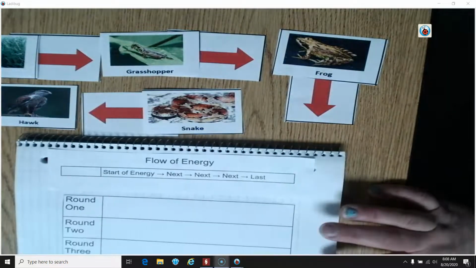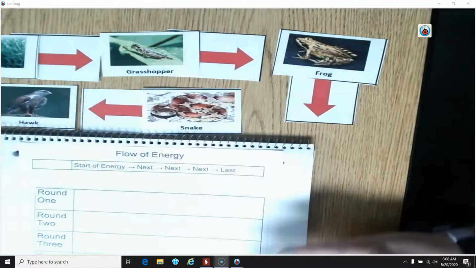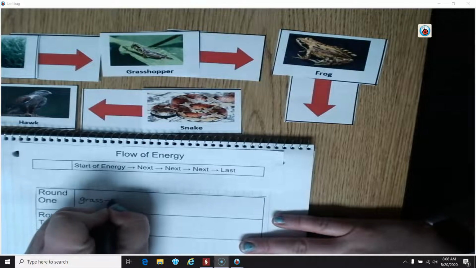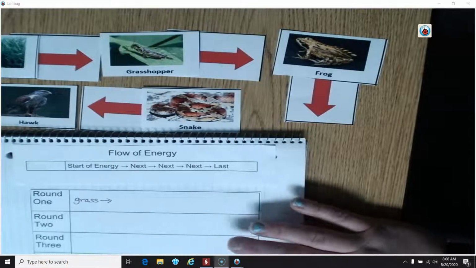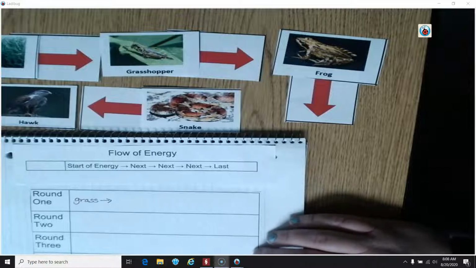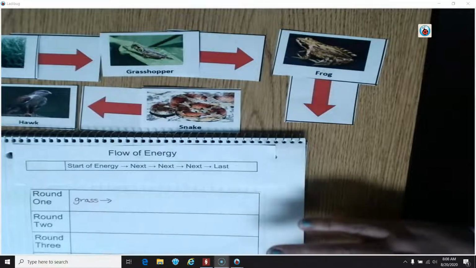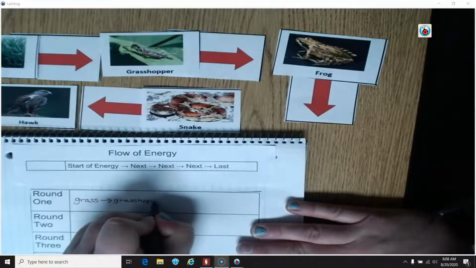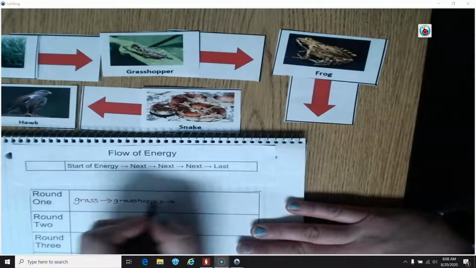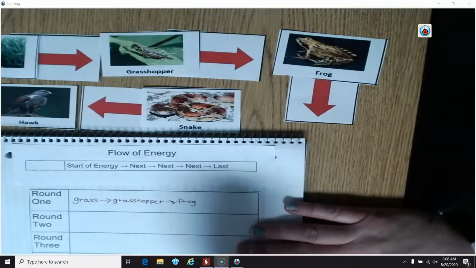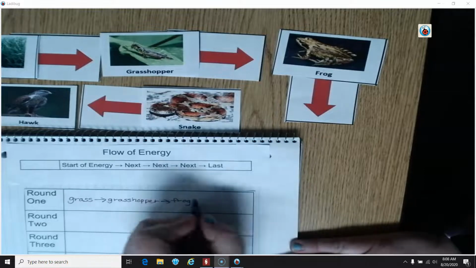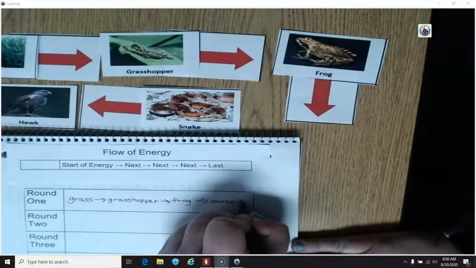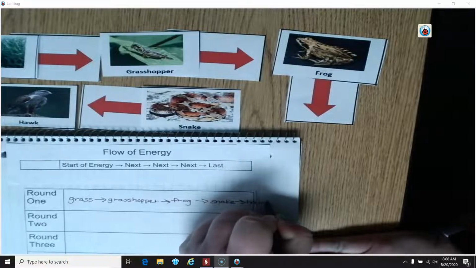Okay, so for round one, I started with grass. And then I'm going to draw an arrow. And remember, the arrows go in the direction that the energy is transferring. Okay, so the energy goes from the grass to the grasshopper. And then it goes to a frog because the frog is eating the grasshopper and getting energy from the grasshopper. Then the frog is eaten by the snake. And then the snake is eaten by the hawk.